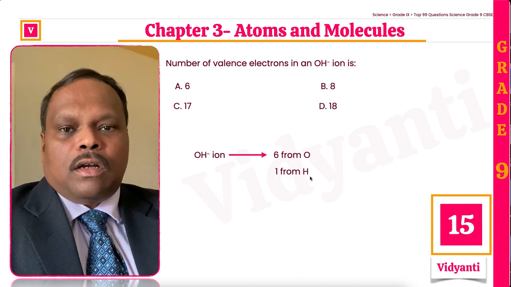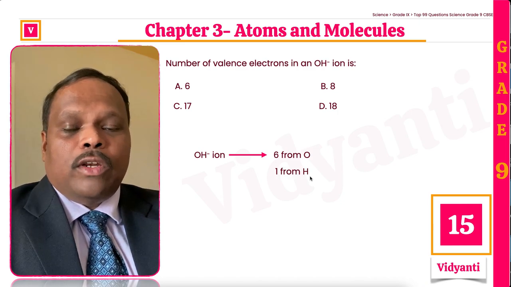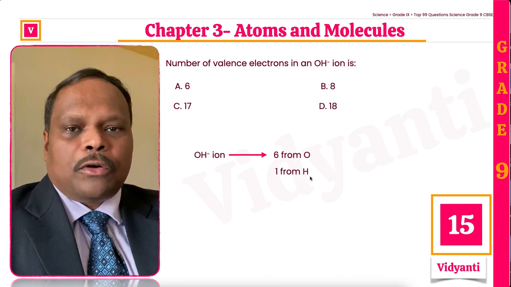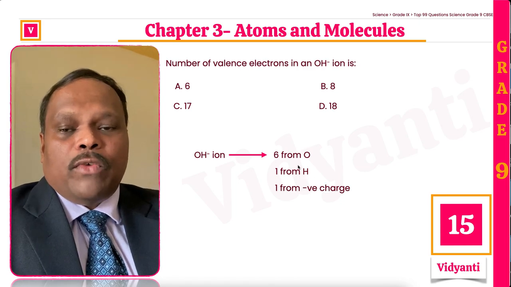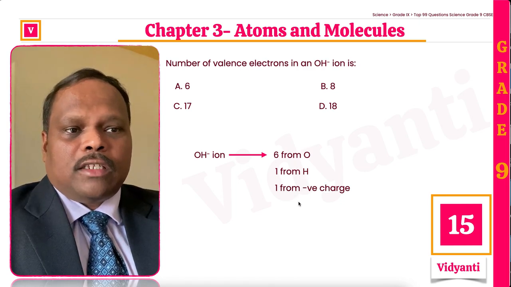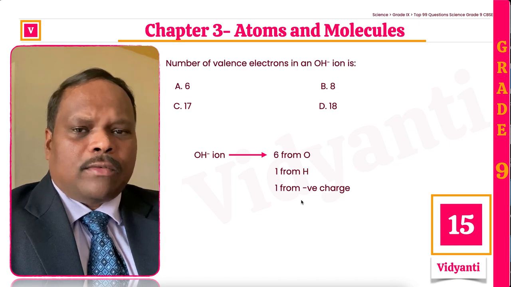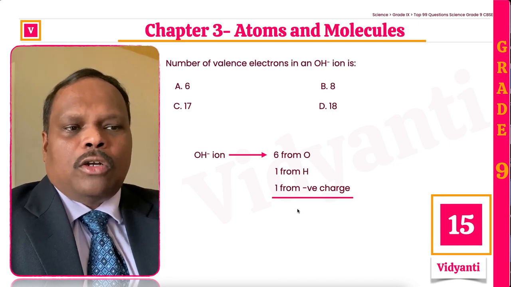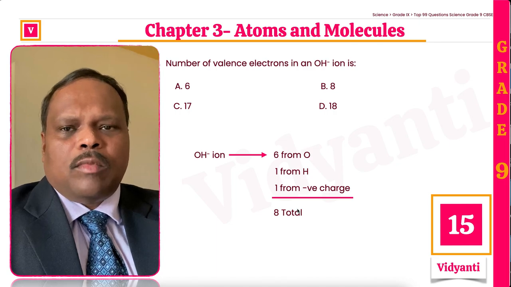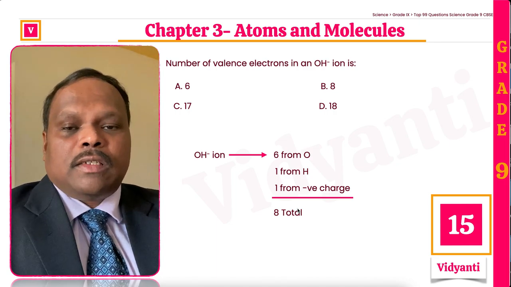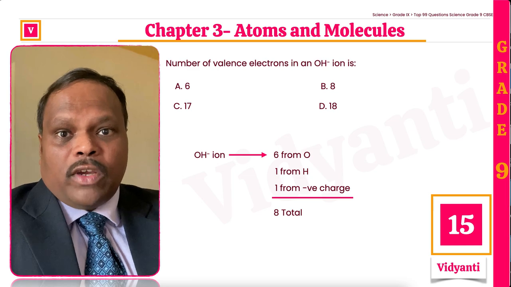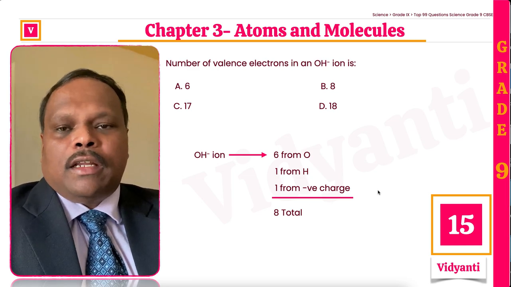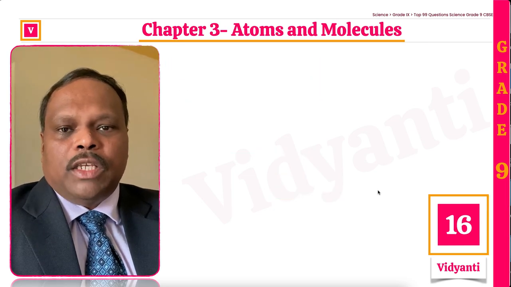Second one is hydrogen, the first element. It will have only one shell and only one electron, so there is only one electron in the outermost shell. And remember, we have minus 1 charge, so that is coming from one electron, which also has to be considered. So altogether we will have 8 total. Remember, OH minus is actually a stable state, the hydroxyl ion, so it has completed the octet as far as electron configuration is concerned, so that will be 8 total. So the correct option is option B, 8.